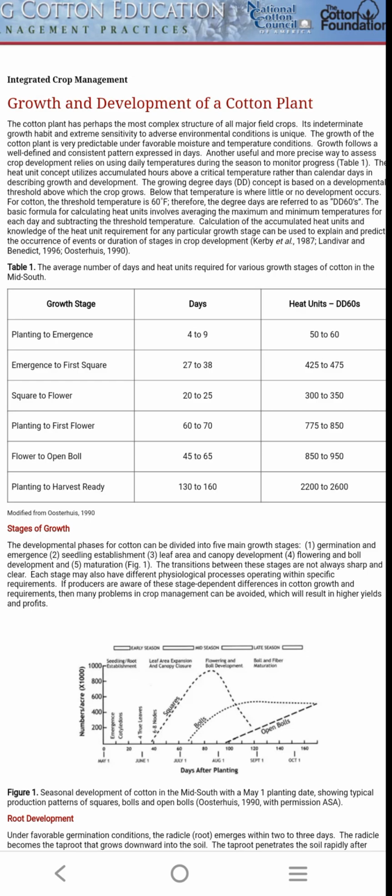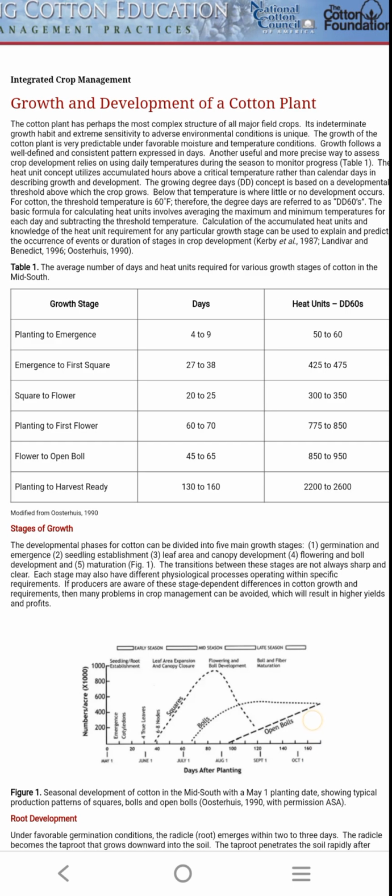They observed these heat units and days in the following growth stages in cotton. The cotton crop has five main growth stages: germination and emergence, seedling establishment, leaf area and canopy development, flowering and boll development, and maturation. The transitions between these stages are not always sharp and clear. Each stage may differ through different physiological processes operating within specific requirements. Then many problems in crop management can be avoided, which results in higher yields and profits.